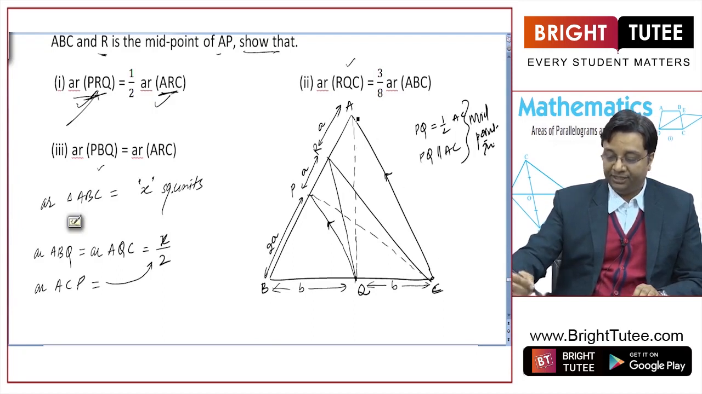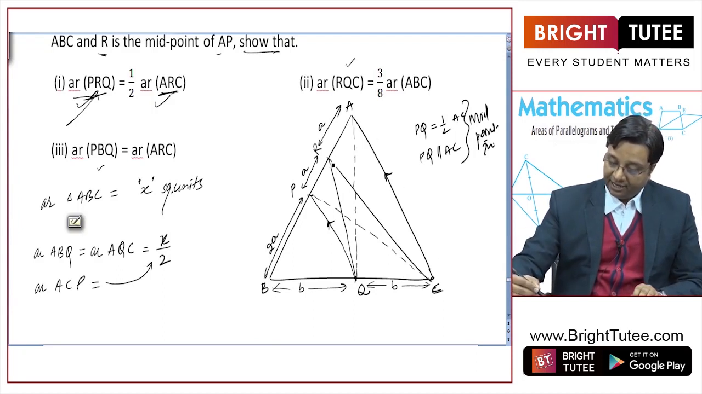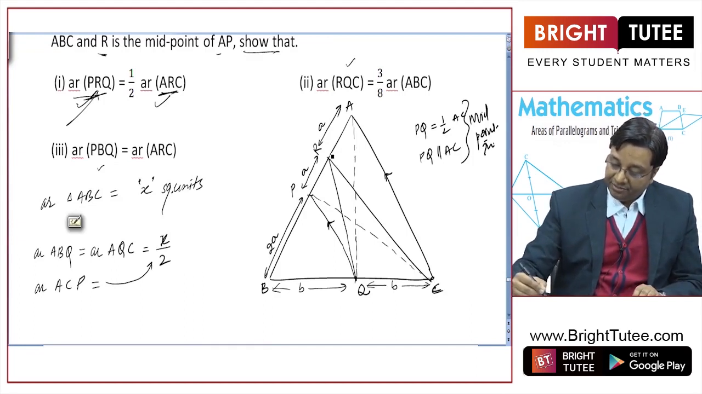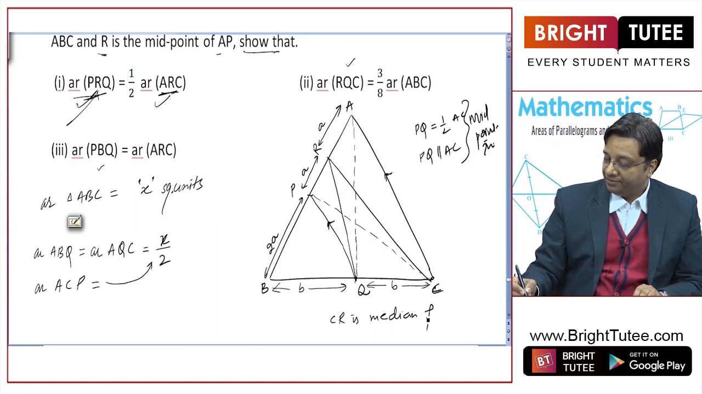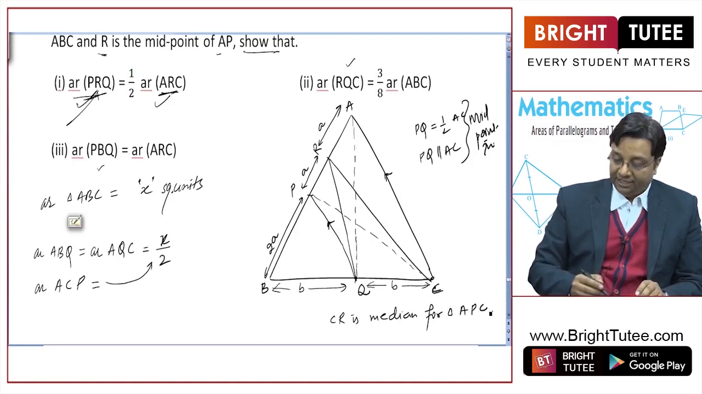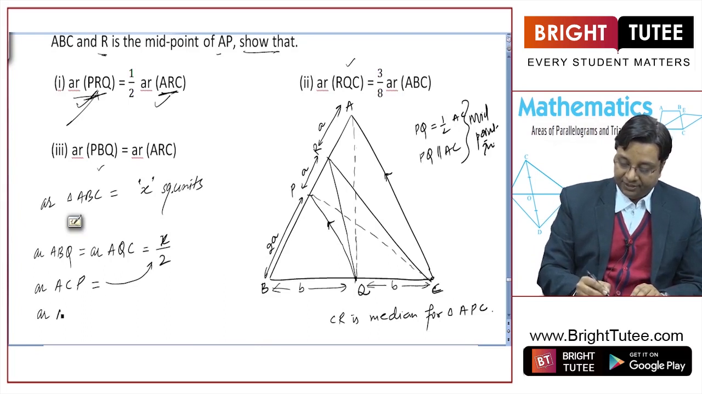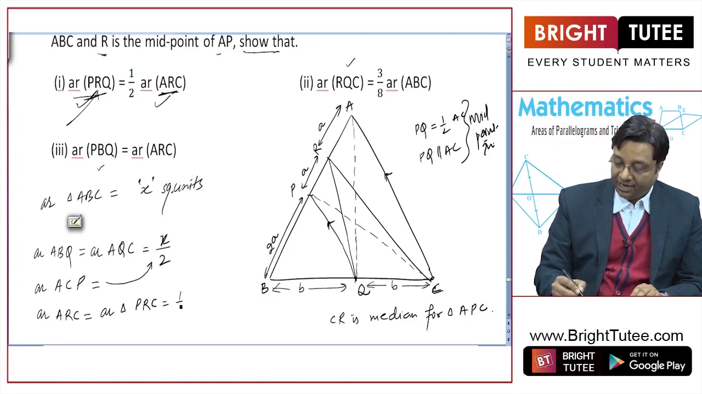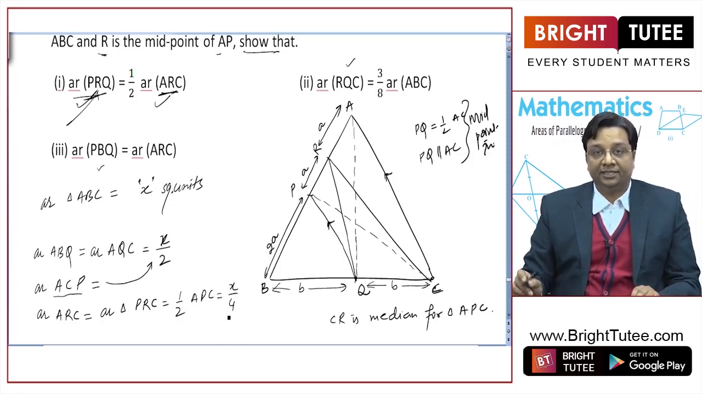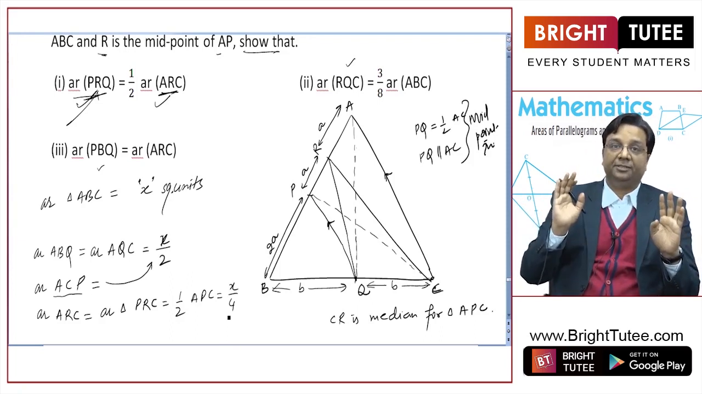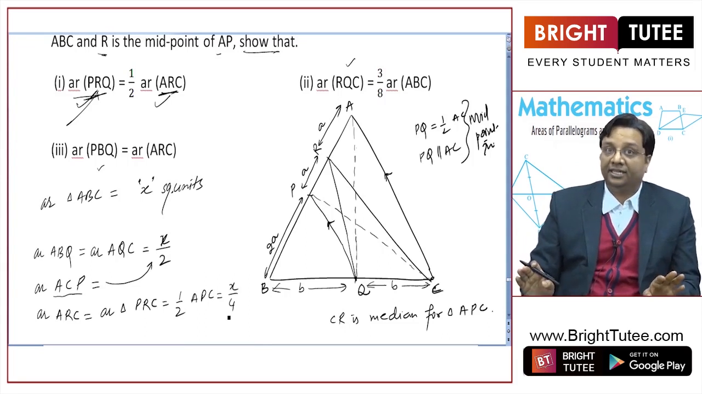Now that we have got the area of APC, what can you say about the area of ARC? Now see, CR is the median for triangle APC. CR is median for triangle APC. So what can I say about these areas? Area of triangle ARC equals area of triangle PRC equals half of APC. And what is APC? Area APC is X by 2, and half of area APC is nothing but X by 4. Right? So I'll compare all these areas with triangle ABC. It has got area X, and I am calculating the areas of the rest of the triangles.